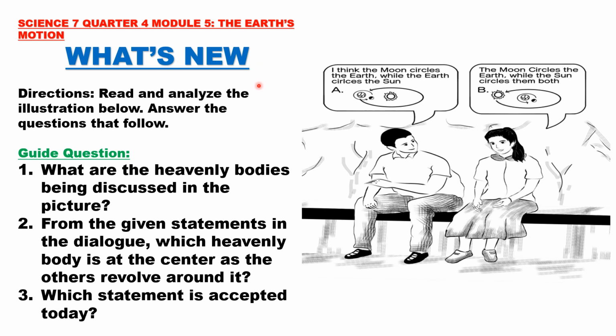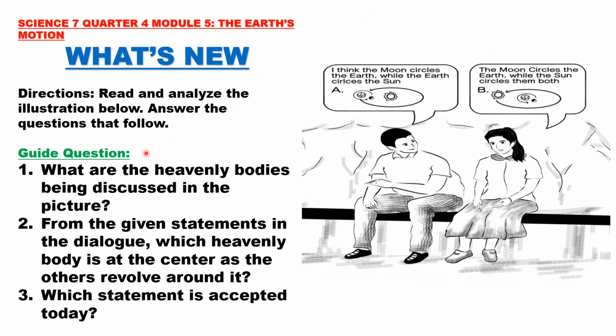What's new? Read and analyze the illustration below. Answer the questions that follow. I think the moon circles the earth, while the earth circles the sun. The moon circles the earth, while the sun circles them both.